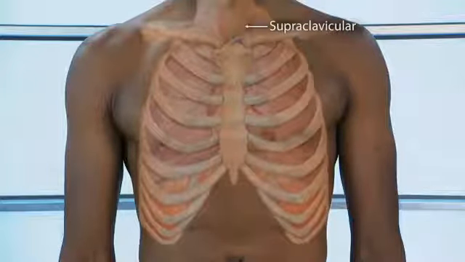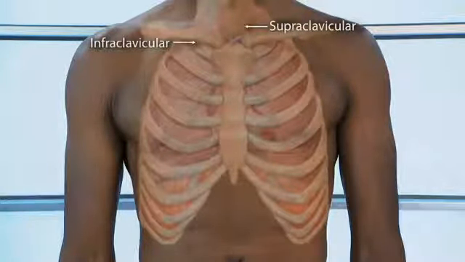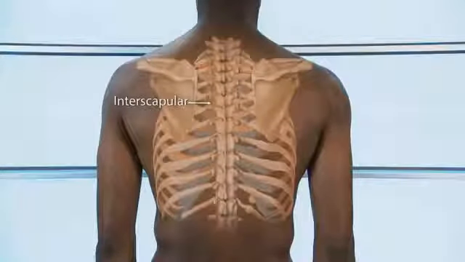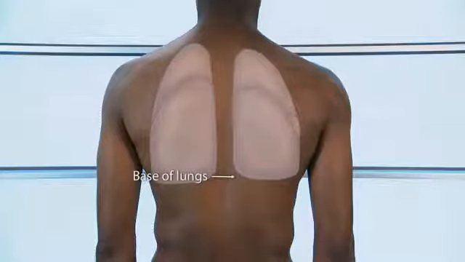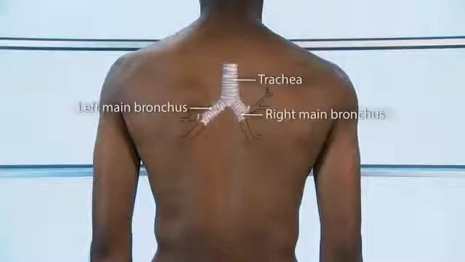Supraclavicular means above the clavicles. Infraclavicular means below the clavicles. Interscapular means between the scapulae. Infrascapular means below the scapulae. The bases of the lungs are the lowermost portions, and the upper, middle, and lower lung fields are self-explanatory. The trachea bifurcates into its mainstem bronchi at the levels of the sternal angle anteriorly and the T4 spinous process posteriorly. Breath sounds over the trachea and bronchi usually have a different quality than breath sounds over the lung parenchyma.